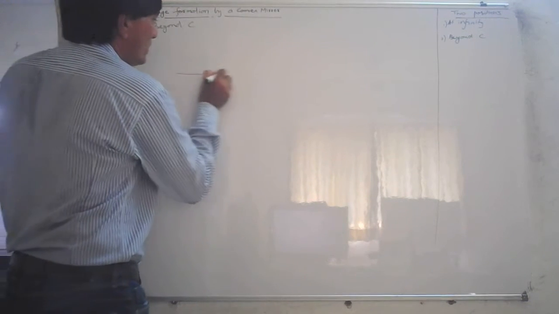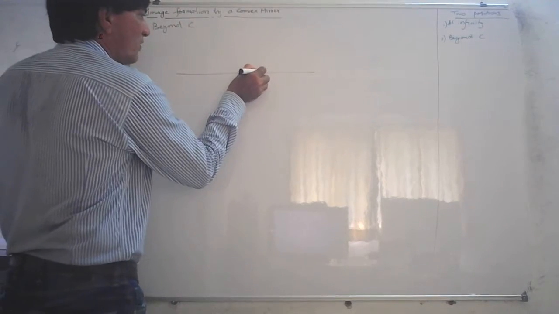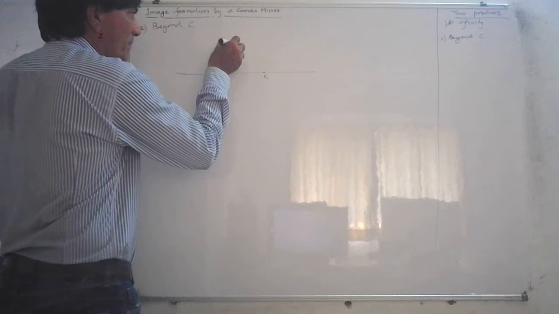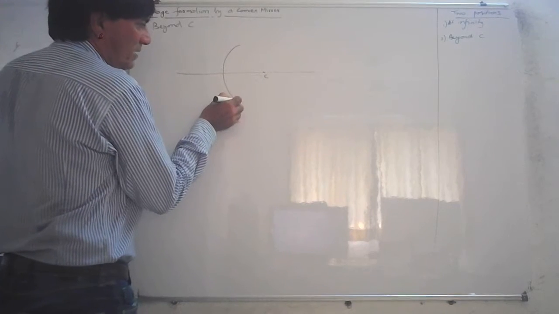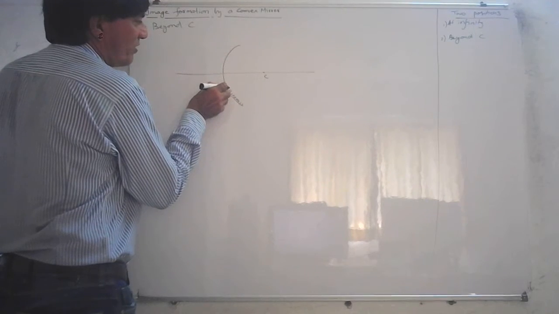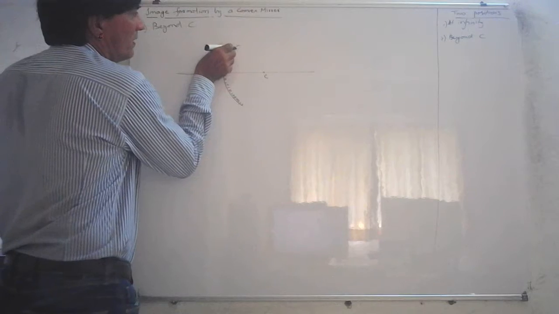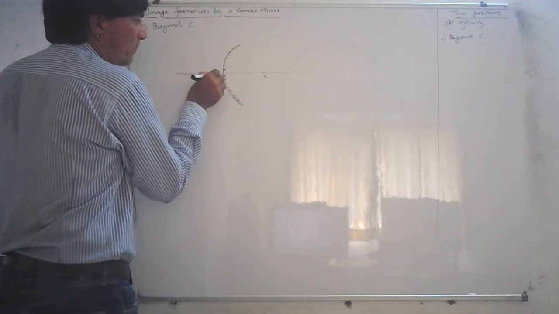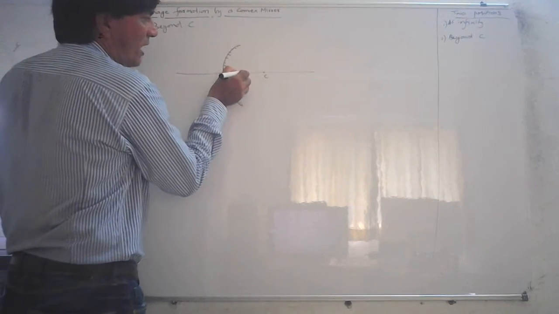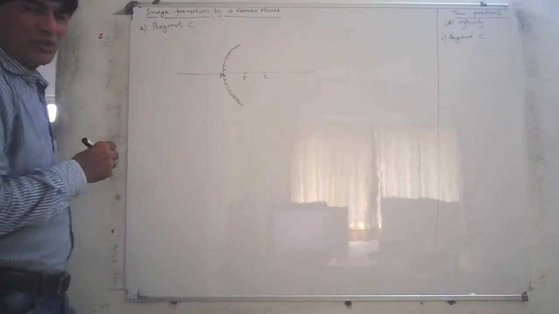So supposing this is the principal axis, this is the center of curvature C. Make your mirror this way. The inner part is painted black. It is the non-reflecting surface. This is the pole. The center halfway is the focus. Now your principal axis is ready.